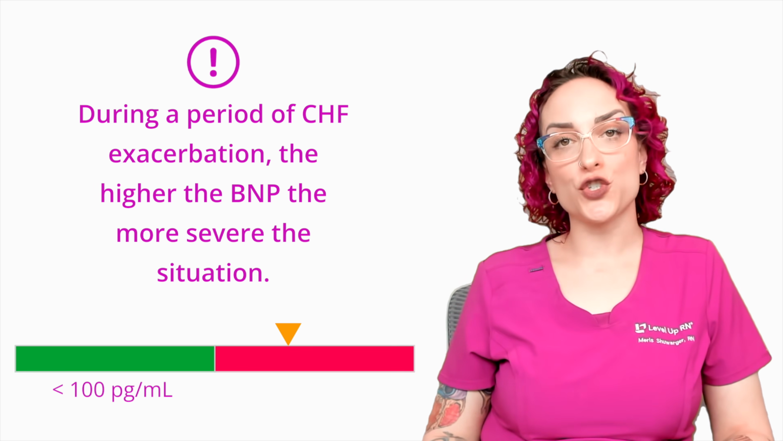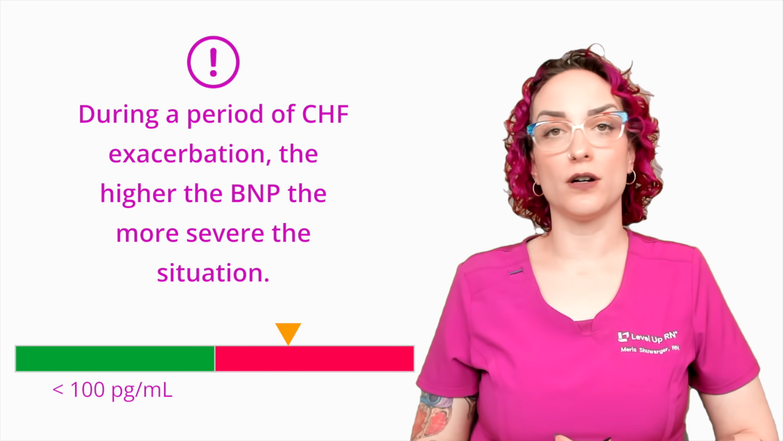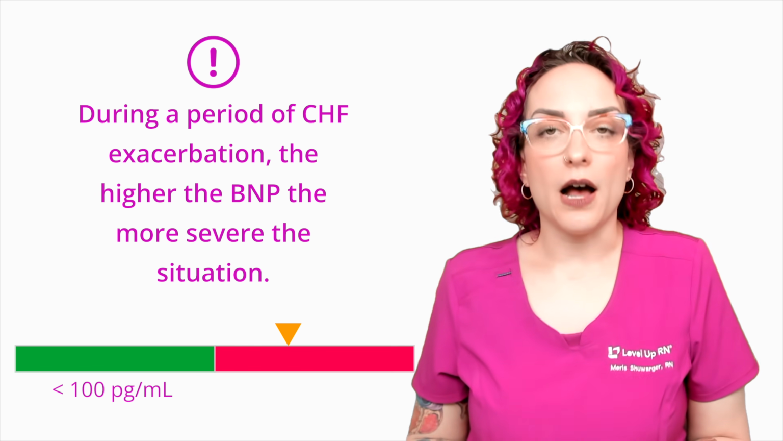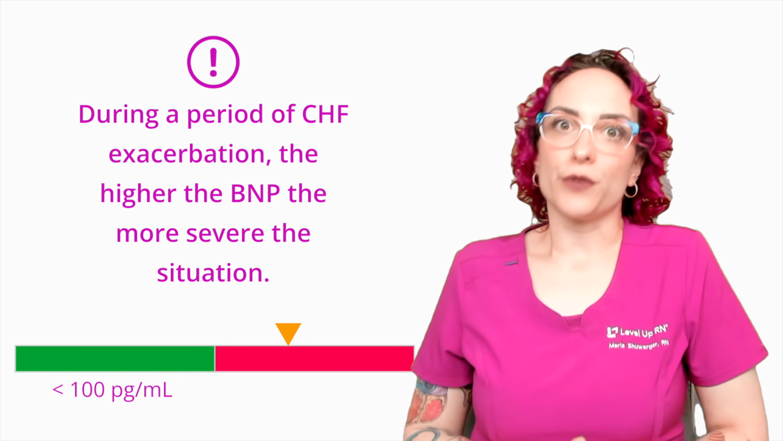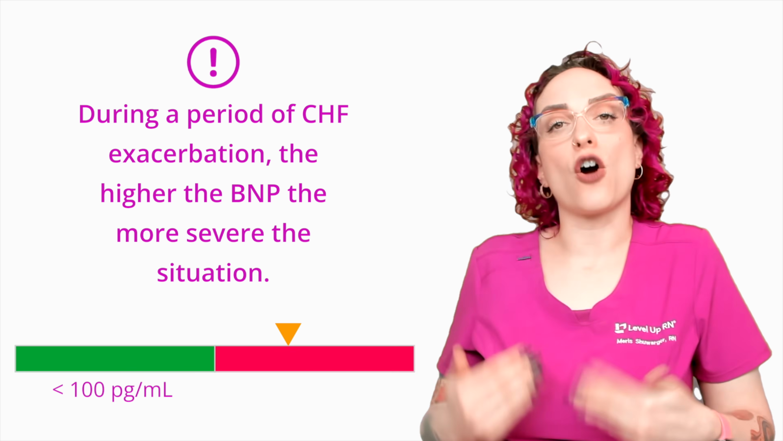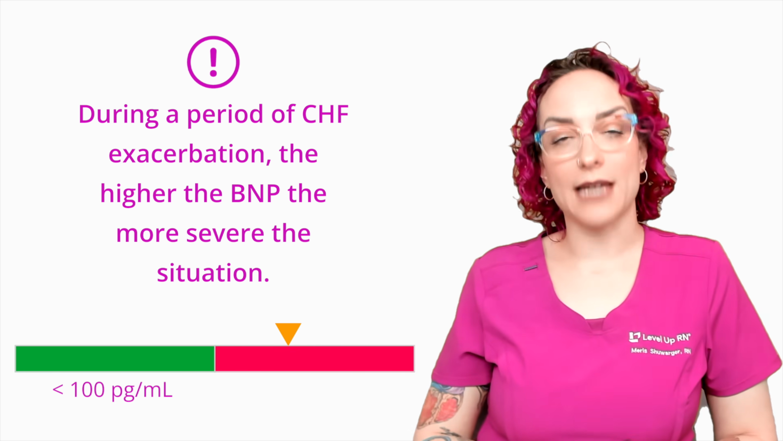So we may also trend this over time, meaning that you come in and your BNP level is 1500 and oh, yikes, we have a real exacerbation going on. But we're going to keep trending it so that we can see that our efforts are working, that we can see resolution of your exacerbation.